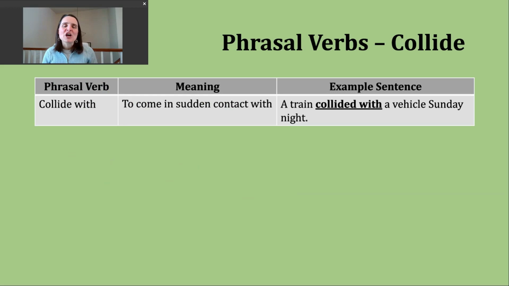Now let's take a moment to look at one phrasal verb. This phrasal verb isn't all that different, but to collide with generally implies that we're coming into contact with something, and usually it's happening quite suddenly. So it might be a bit of a surprise. An example of this: a train collided with a vehicle Sunday night. So again, we can probably imagine or picture that idea of a train coming into contact or hitting the vehicle.